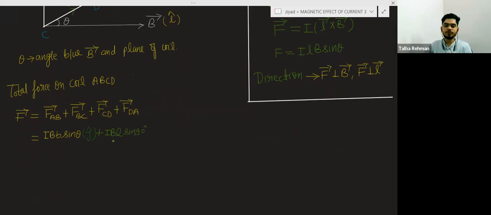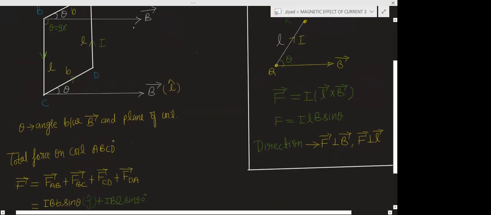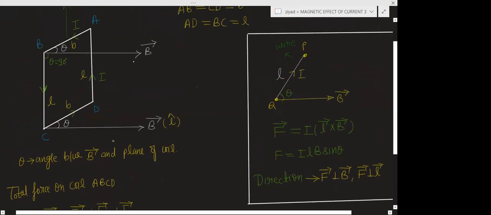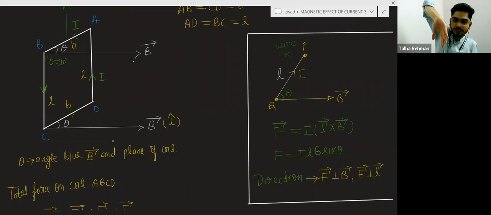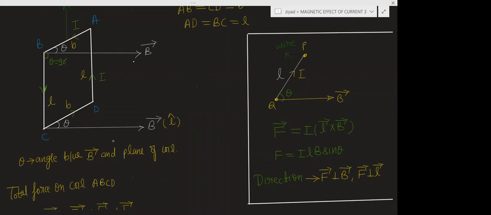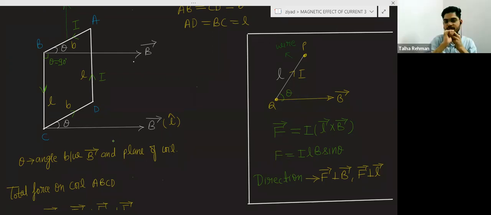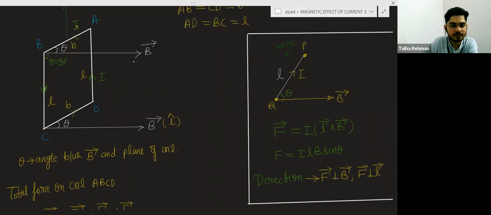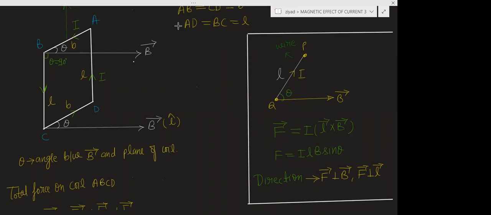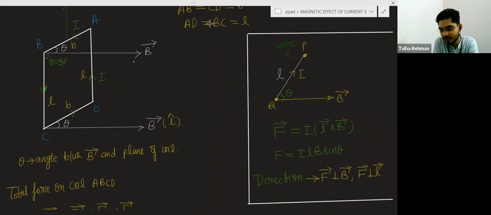For the direction, what will you do? Right hand thumb rule. Point your fingers along the direction of the current and curl towards the magnetic field. So the thumb is towards me, meaning I will get the outward direction. So the force this time will be in the outward direction for this wire BC, along the x-axis.